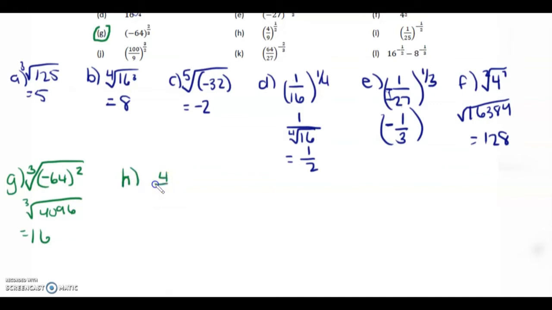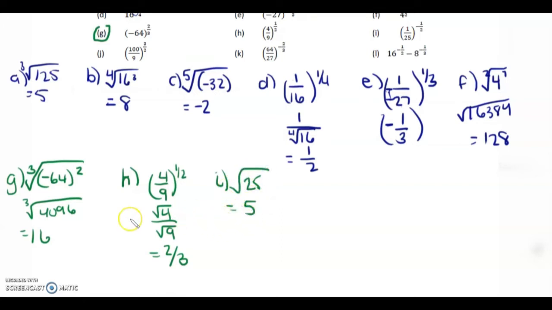Okay, for H we get 4 over 9 to the 1/2. So what we're actually doing is we're rooting 4 and we're rooting 9. So we get 2 over 3. Okay, I, 1 over 25. And this is to the negative 1/2. So let's actually flip that right away. We're going to have 25 to the 1/2, which is root 25. And I just get 5.